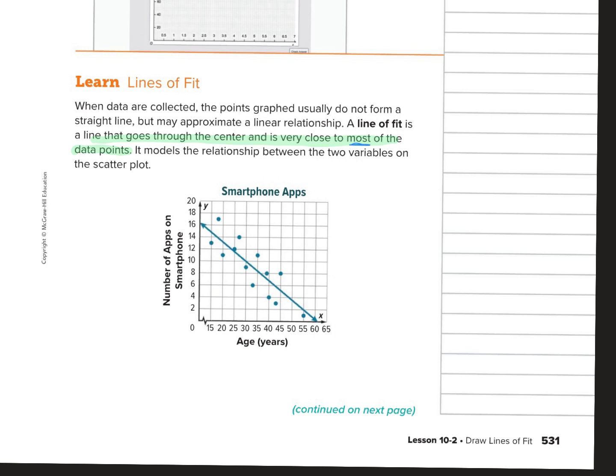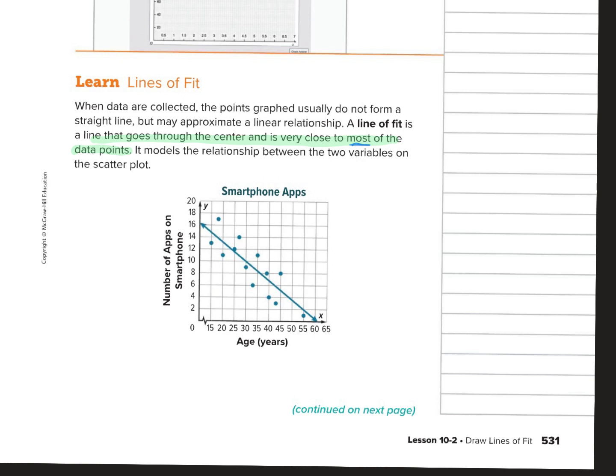What we try to do is get roughly half the data points above the line and roughly half below. Sometimes it's not going to be possible to get exactly 6 points above, 6 points below. So we say it's roughly.